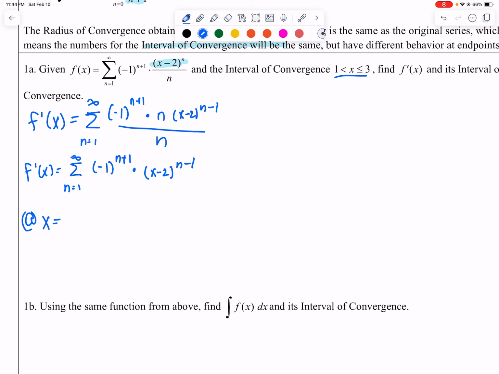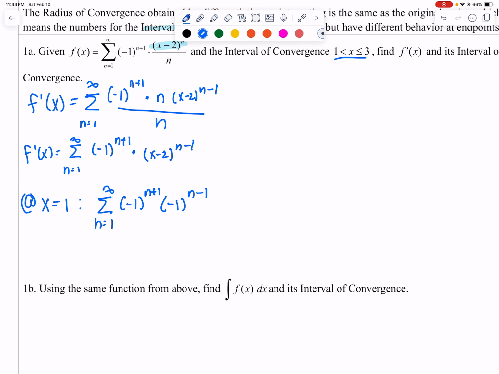So if I were to plug in 1, I get negative 1 to the n plus 1 times negative 1 to the n minus 1. And if I were to do that, I am going to get negative 1 to the 2n, which is essentially the same thing as 1 to the n, and 1 to the n, well, that right here just diverges. Sad.